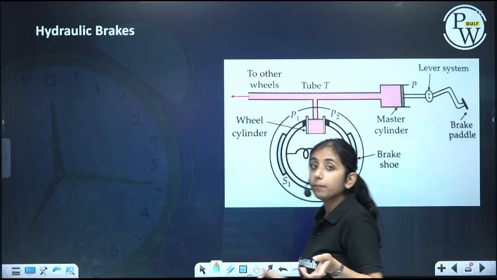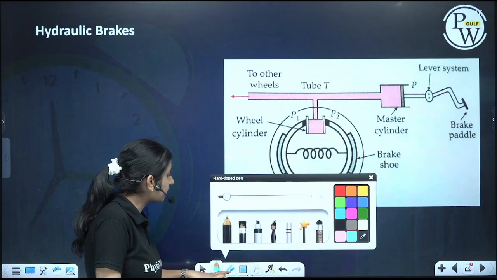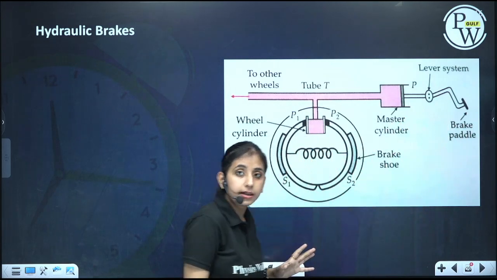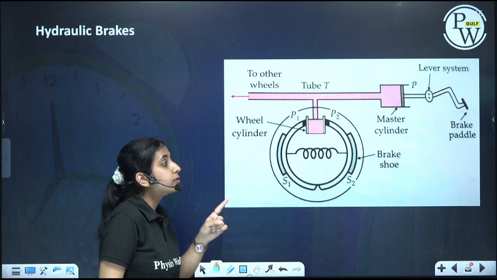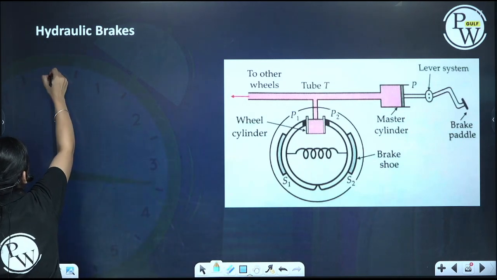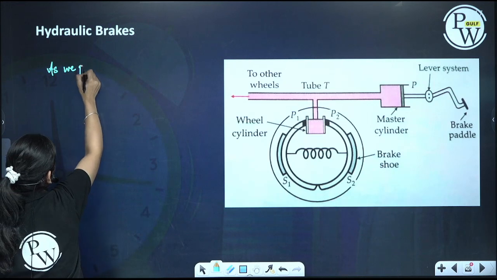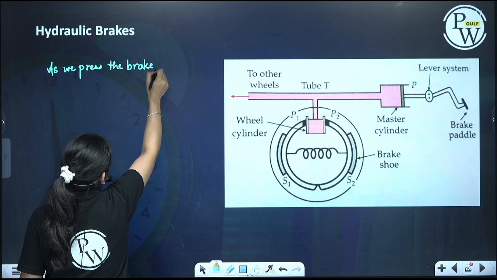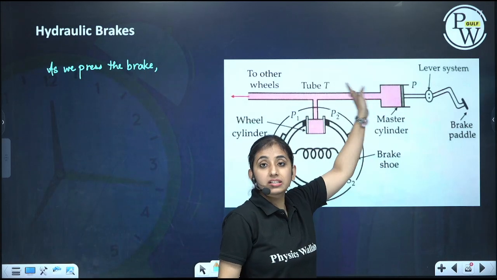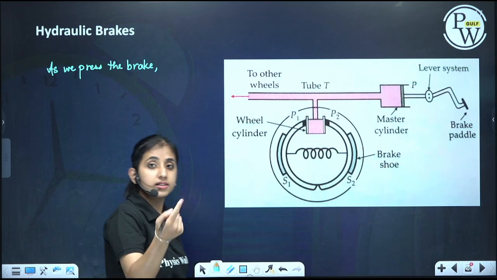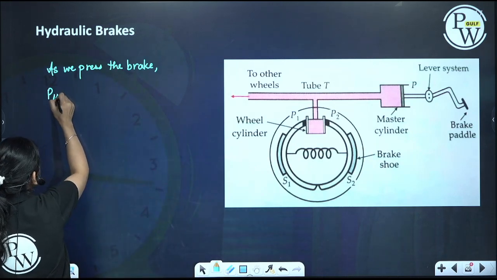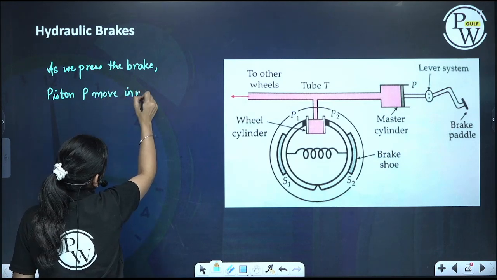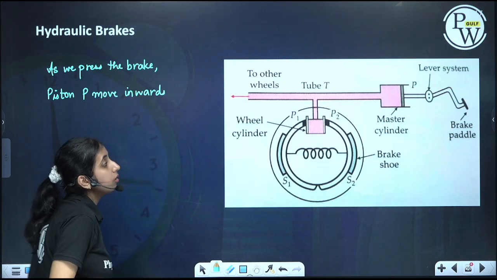Next comes the second application, hydraulic brakes. Now what are hydraulic brakes? In hydraulic brakes, the brake pedal is connected to a master cylinder by a lever system. As we press the brake, the piston P of the master cylinder moves inwards.